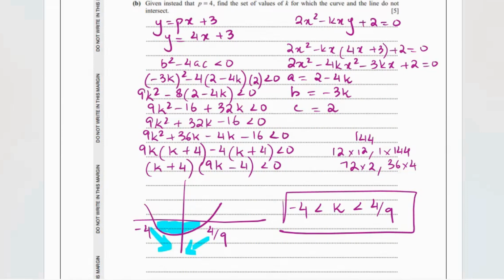If it was greater than 0 for the quadratic inequality, you would look at the behavior of -4 and 4/9 above the x-axis. So in that case, at -4, k would be decreasing, and at 4/9, it would be increasing. Then you would have two separate ranges instead of a joint one.